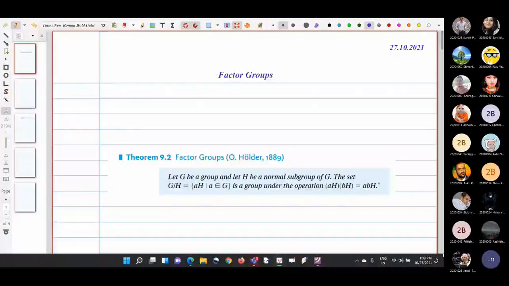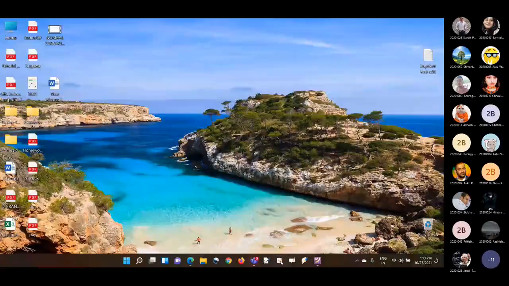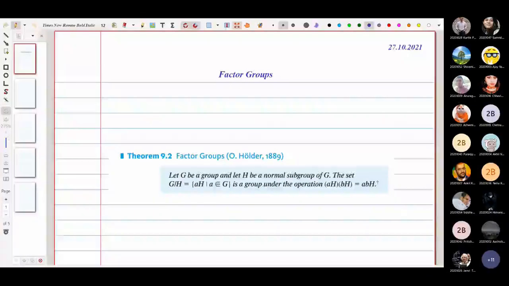Welcome back again. Today we are going to continue our discussion on factor groups. In fact, in the last lecture we talked about normal subgroups of a group, and we learned what are the conditions under which a given subgroup becomes a normal subgroup.